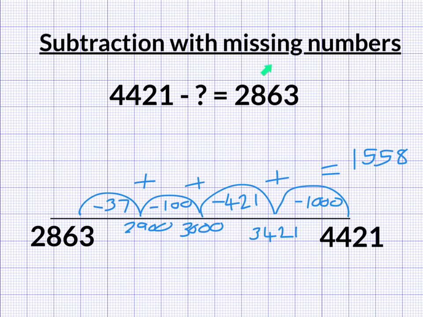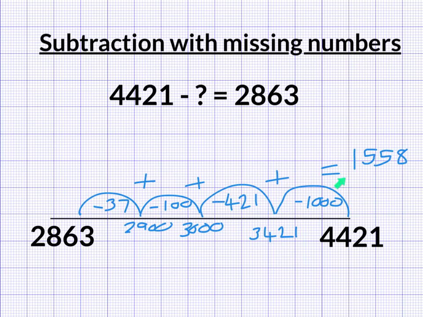Here we're looking at subtraction with missing numbers, so with the numbers either at the start or in the middle. So here we've got our two numbers. We're going to put the larger number here, 4,421, and our answer, 2,863 here. And we need to work out the jumps in the middle to get our missing number.